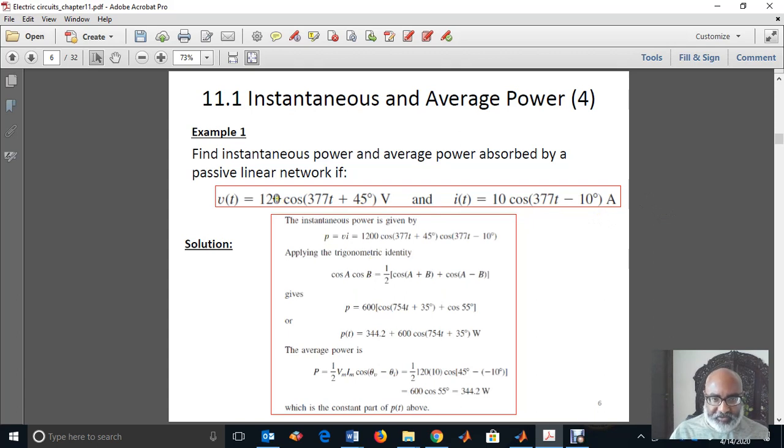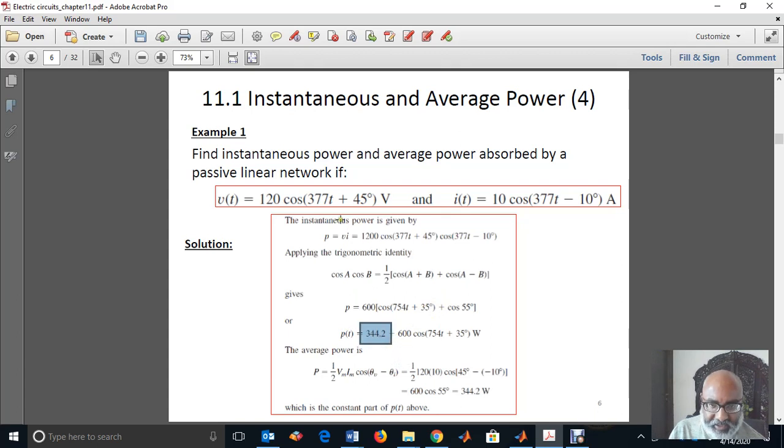So the instantaneous power is simply we multiply 120 times 10, 1200 cosine of 377t plus 45 cosine of 377t minus 10 degree, and applying again this trigonometric identity that we said before, we have P is equal to 600 cosine of 754t plus 35 plus cosine of 35 degree, 600 times everything. So the average power will become this one.